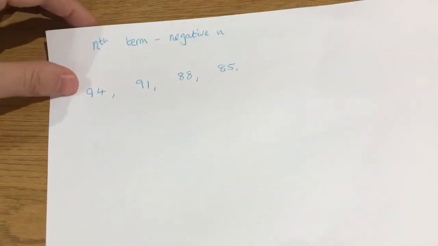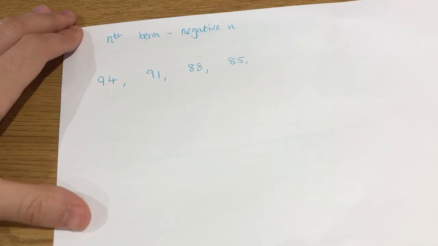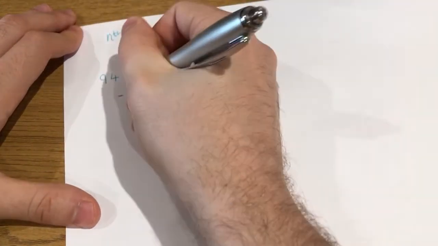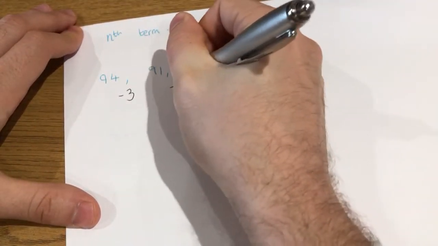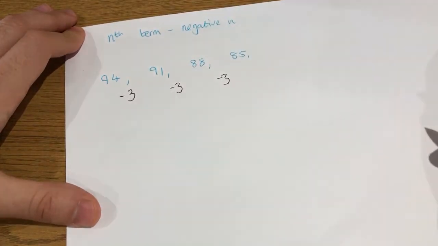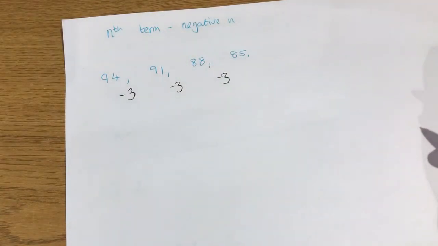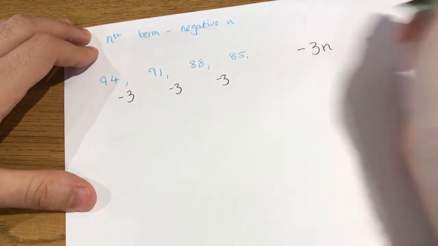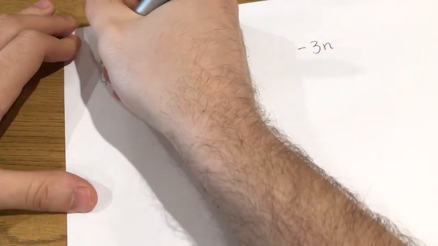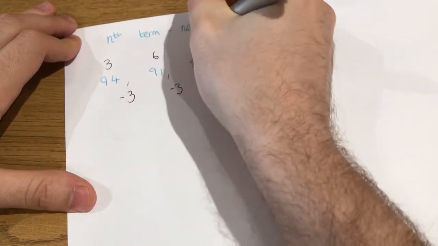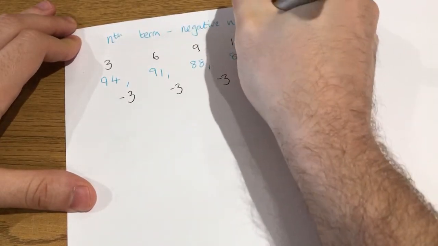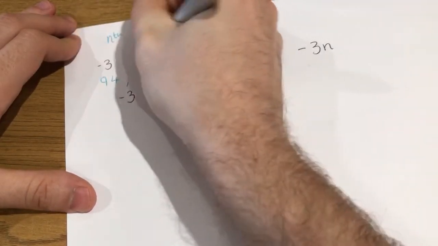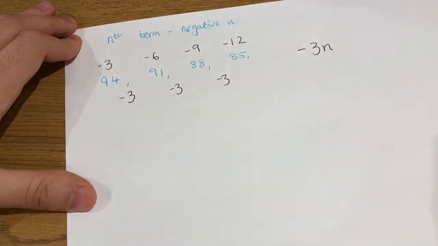Right, next one. Nth term with negatives. So this isn't going up, this is going down. This is take away 3 each time. Now, there is no times table that goes down in 3s, but if there was, it would be called the -3 times table. We're going to write our -3 times table above, which is almost identical to our 3 times table, apart from it's got a minus in front of all of them, of course.